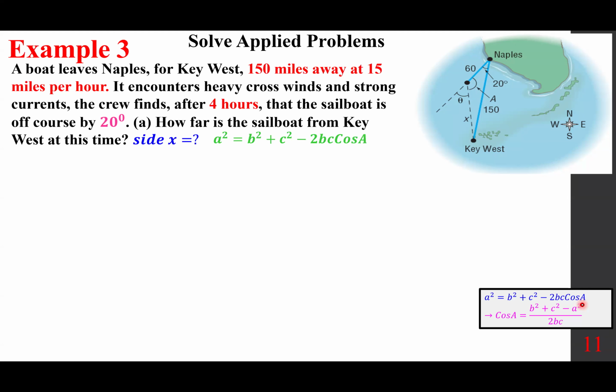And we are going to plug in. So x squared is this squared plus this squared. So 150 squared plus 60 squared minus 2 times the product of these two numbers, cosine of 20 degrees. Using the cosine law, we find this side. I hope everybody's clear on that.